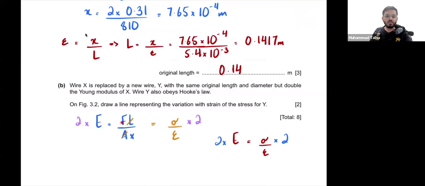The other way to think about it, which is also in a way linked to graphs, is that now since I have double the Young modulus, I can say that for the same strain, I now have twice the stress, right? Look at these numbers here. If this is double, this means that this entire fraction is double. And one way to look at it is to say that for the same denominator, the numerator is now double.